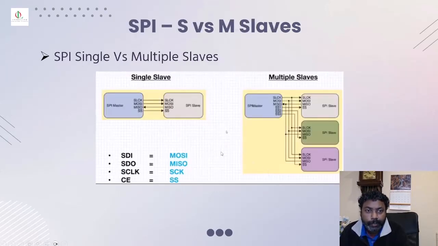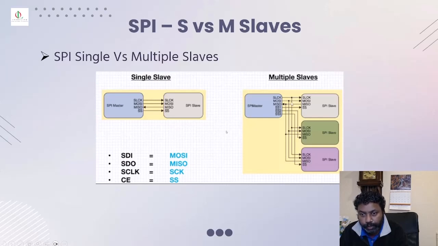This is just a comparison between a single slave and multiple slaves. As you know, MOSI can also be denoted as serial data in, and MISO is serial data out. Chip select, or slave select, can also be used as a chip enable pin. So this is a single master single slave connection, and this is the single master multiple slave device connection.